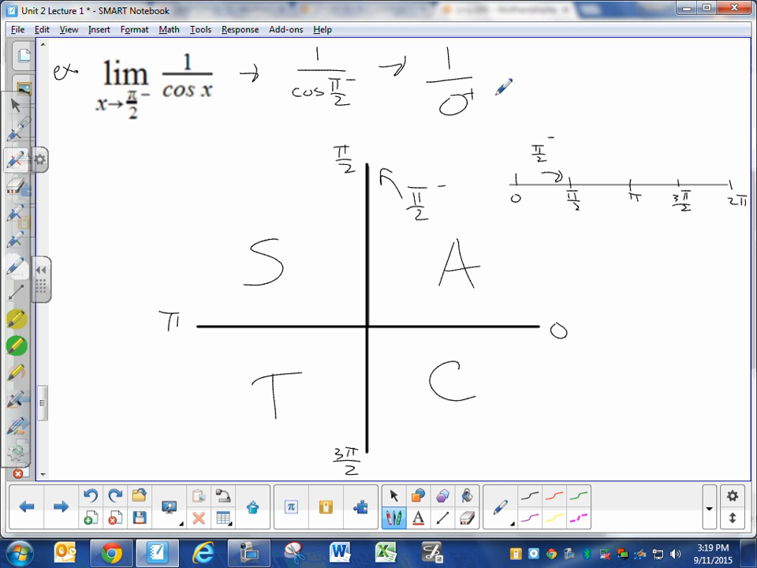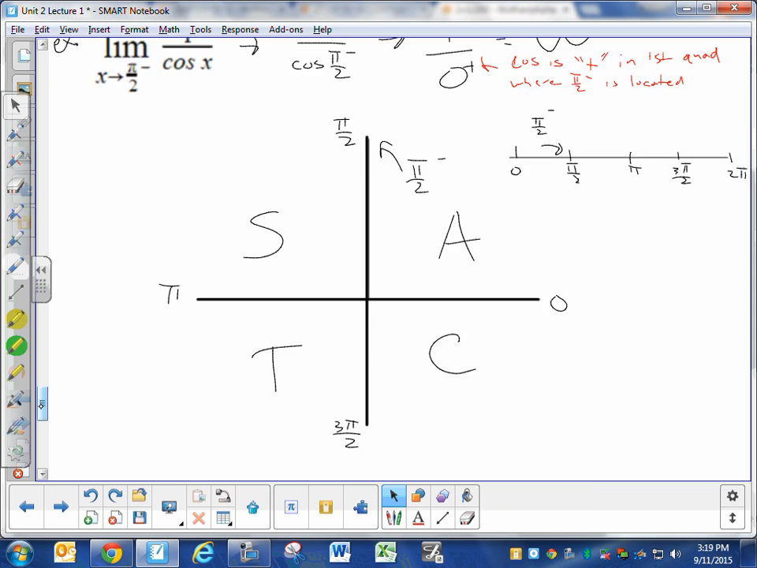And I'm going to write that down because it's very important. It's positive because cosine is positive in the first quadrant where pi over 2 minus is located. So this becomes positive infinity. That function to the left of pi over 2 is increasing up to positive infinity.